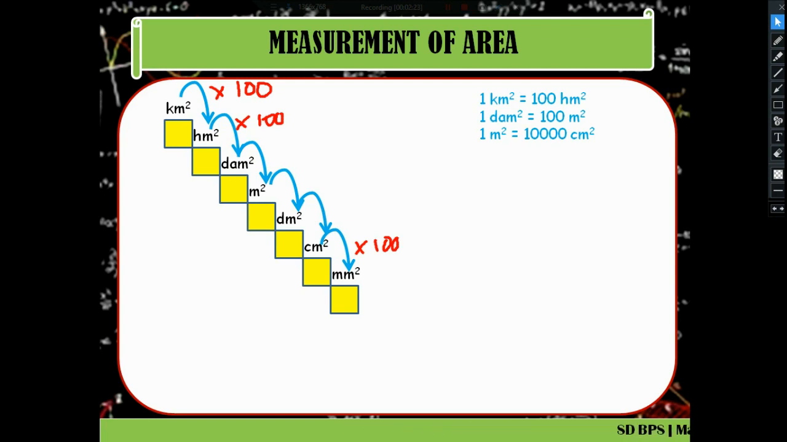The second example, if you have 1 square of decameter convert into square of meter, you have to check. You know, from decameter into meter, you have to move down one step. That means you have to multiply by 100. So one square of decameter multiplied by 100 equals 100 square of meters.